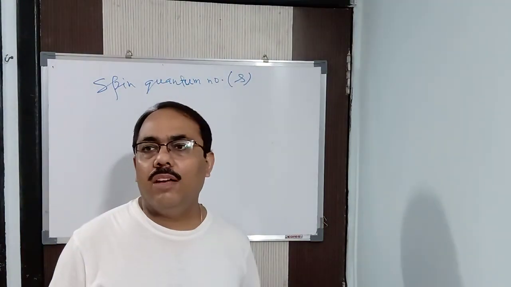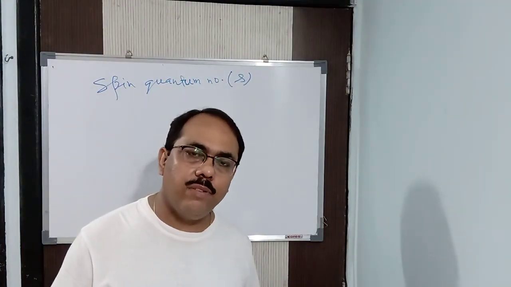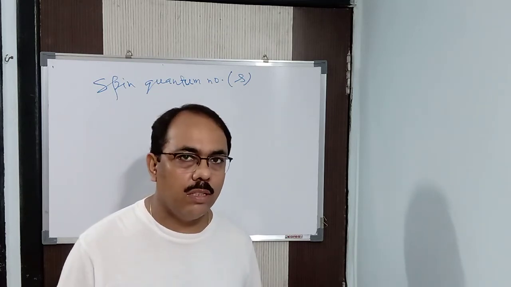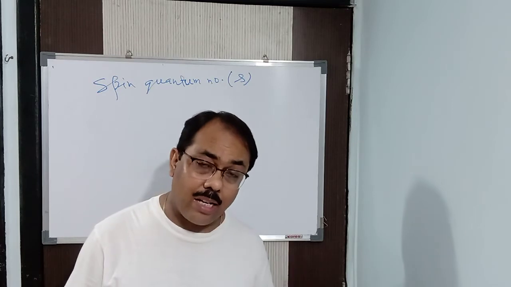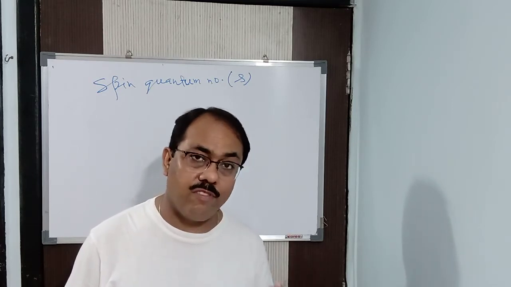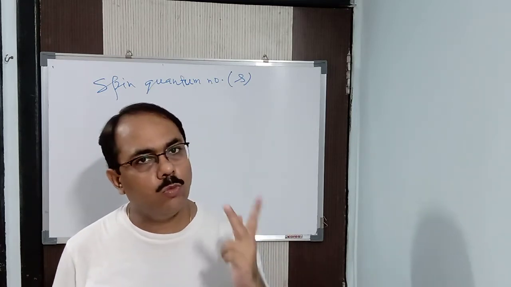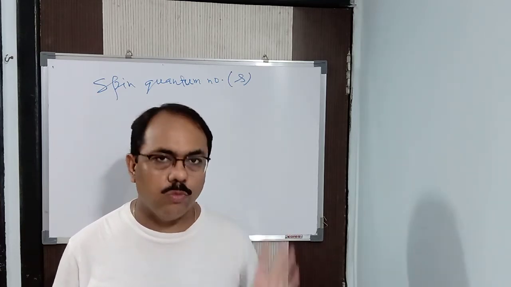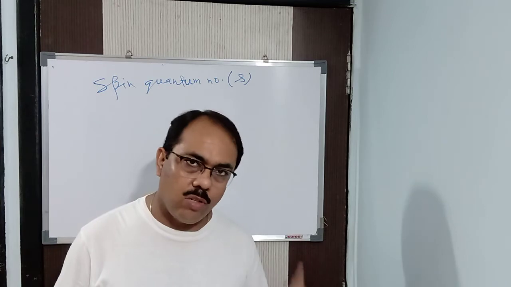So in this way we can have two spins. One is clockwise spin, another is anti-clockwise spin. For that reason, again and again I am repeating, the maximum number of electrons in an orbital is 2. Only 2, because we have got two types of spin.